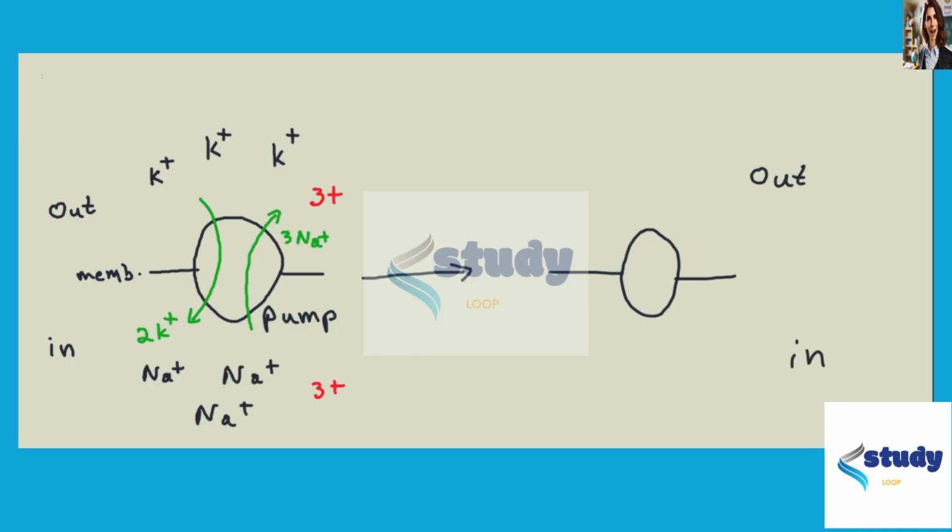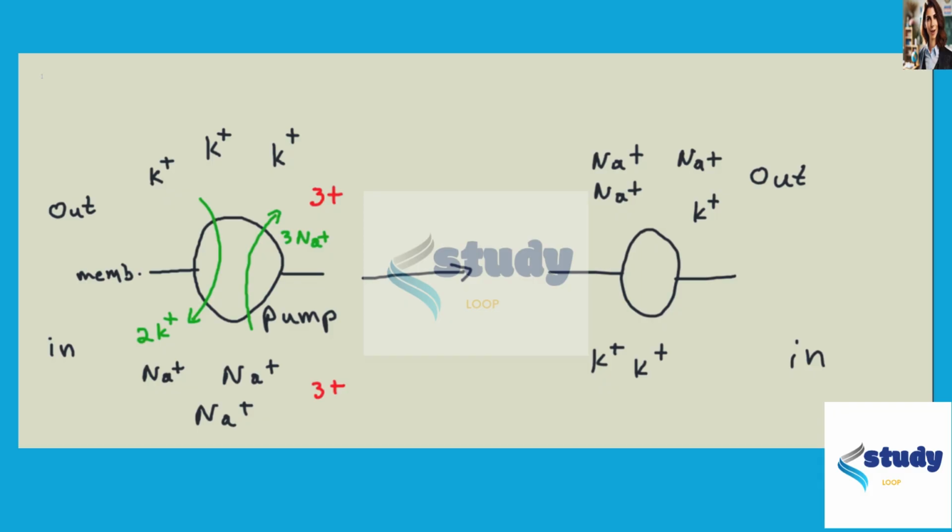Initially, we had 3 sodiums on the inside, but the pump puts out 3 sodiums to the outside. So now on the inside, we will have no sodiums, and there will be 3 sodiums outside. And it brings in 2 potassiums. But we still have one of the potassiums left outside because it only brought in 2.